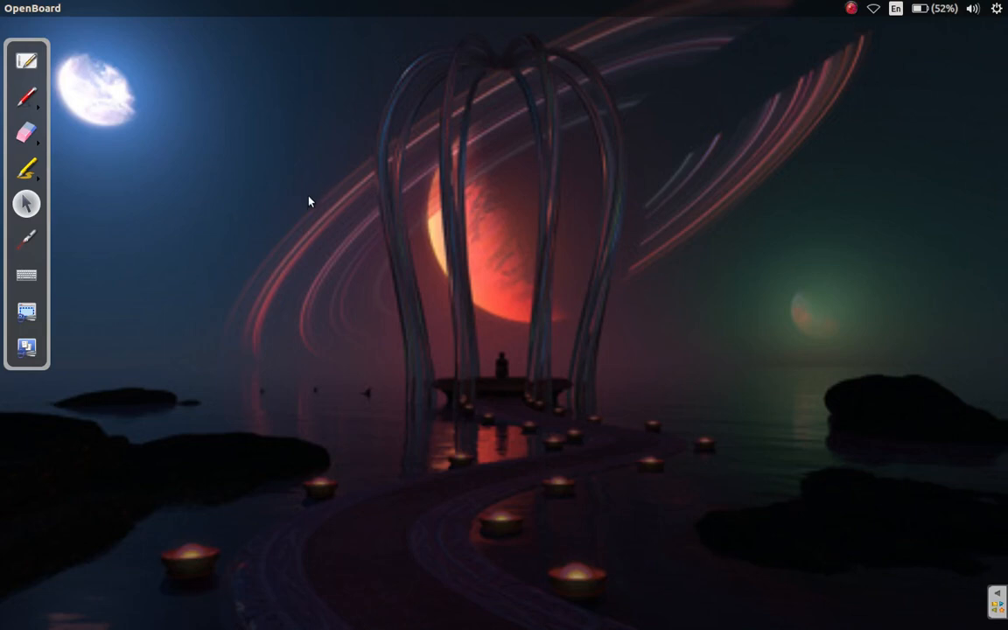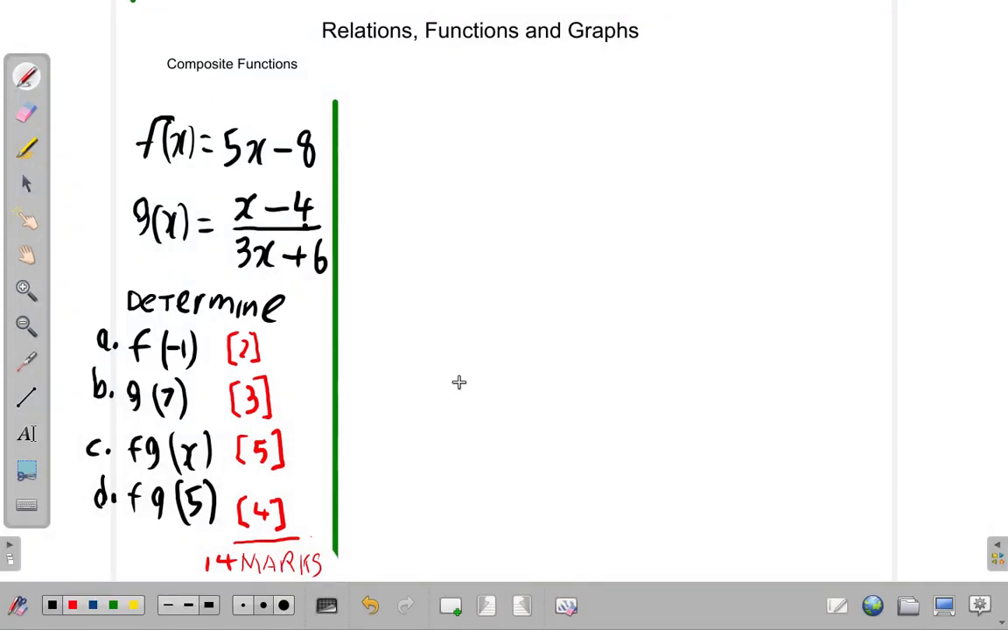We will continue looking at the topic relations, functions, and graphs. I have an exercise for you to do.